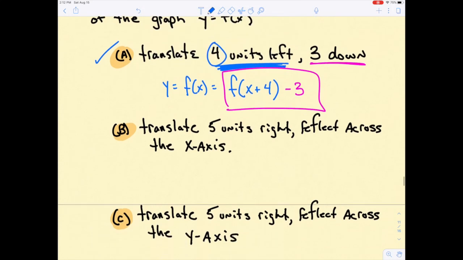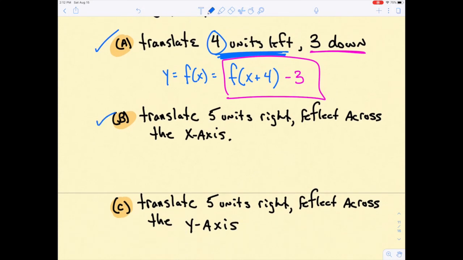Let's try the second one. Letter B. Translate 5 units right, reflect across the x-axis. Okay, so check this out. We have y equals f of x. And again, I'm going to go 5. So f of x and 5. And I remember that I want to go opposite. So when I think of right, I think plus, but I need to do the opposite. So I'm going to do minus. So f of x minus 5.